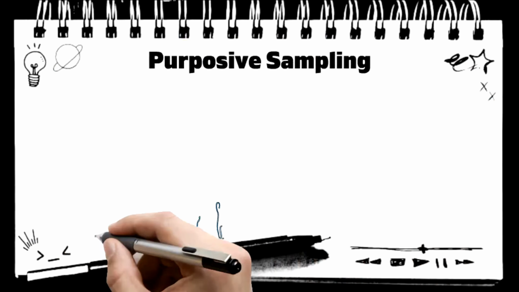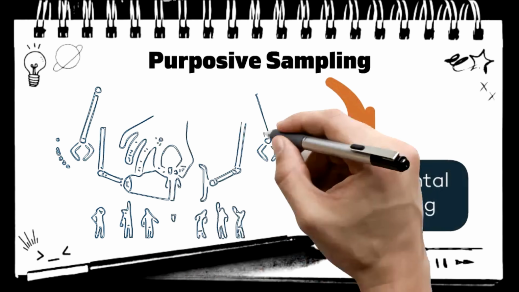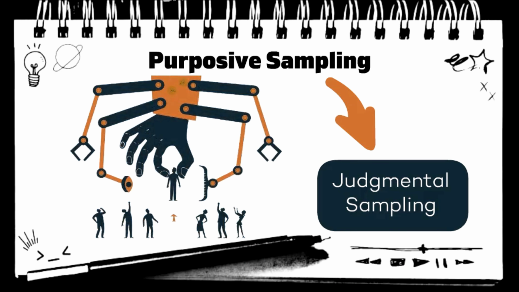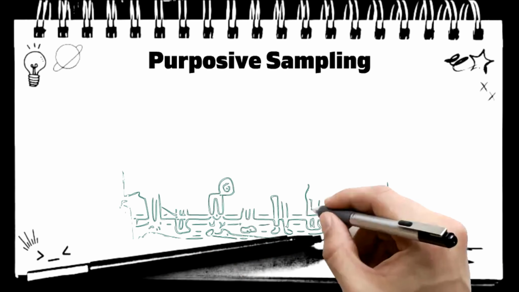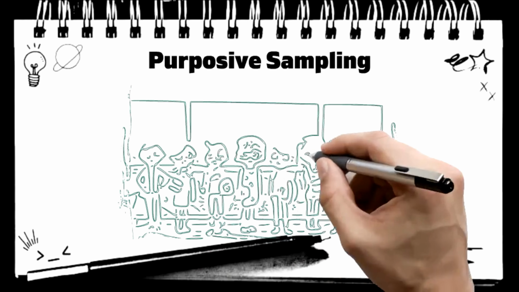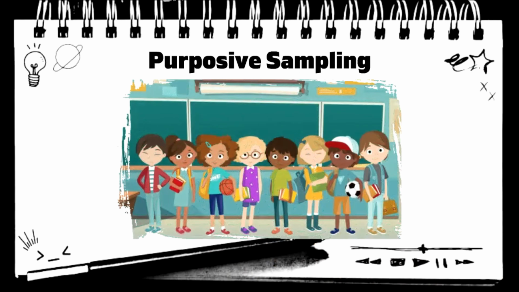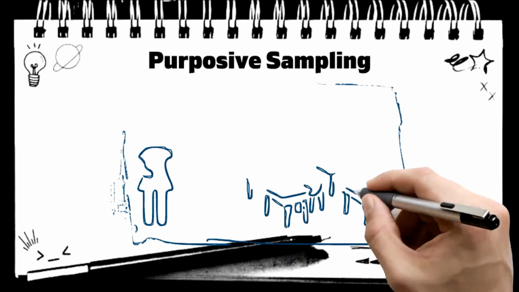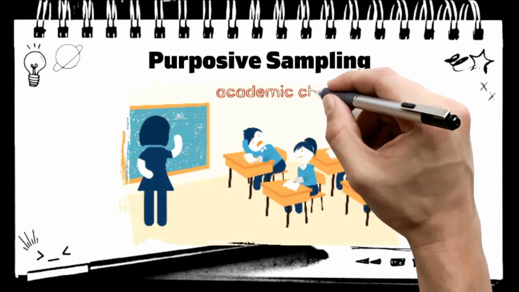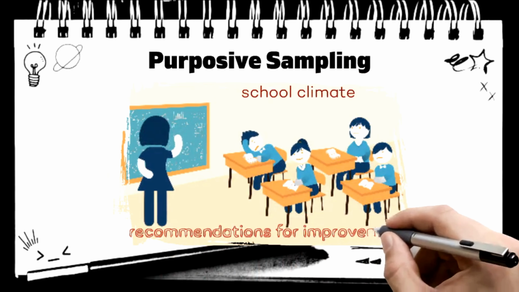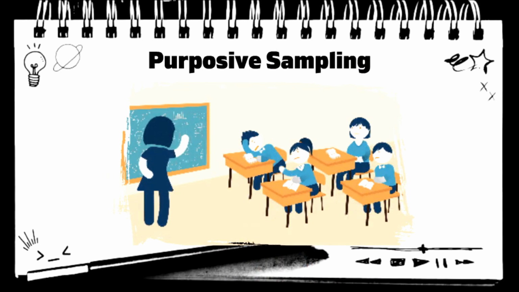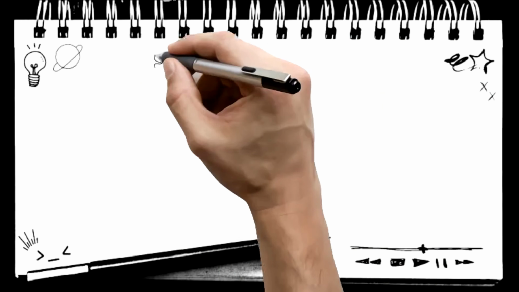Purposive sampling. This type of sampling, also known as judgmental sampling, involves the researcher using their expertise to select a sample that is most useful to the purposes of the research. For example, to understand the challenges and needs of diverse students at Tarlac National High School, purposive sampling can be employed. This involves selecting students based on specific criteria, ensuring a representative sample for gathering rich qualitative data on academic challenges, social and emotional well-being, school climate, and recommendations for improvement. This information can inform strategic decisions to enhance inclusivity and support for all students.